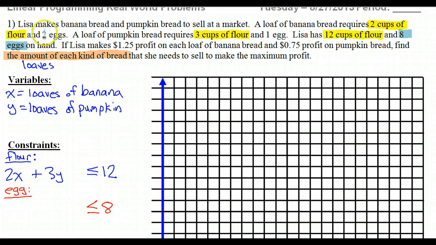Banana bread, 2 eggs. Pumpkin bread, 1 egg. Catch that? 2 eggs per banana bread loaf and 1 egg per pumpkin bread. So when I write that into my inequality, that's going to be, here's my 2 eggs per banana loaf plus my 1 egg per pumpkin loaf. I just don't need to put the 1 in front of it. I'll just put y for 1y. So these are my 2 main constraints, limitations.